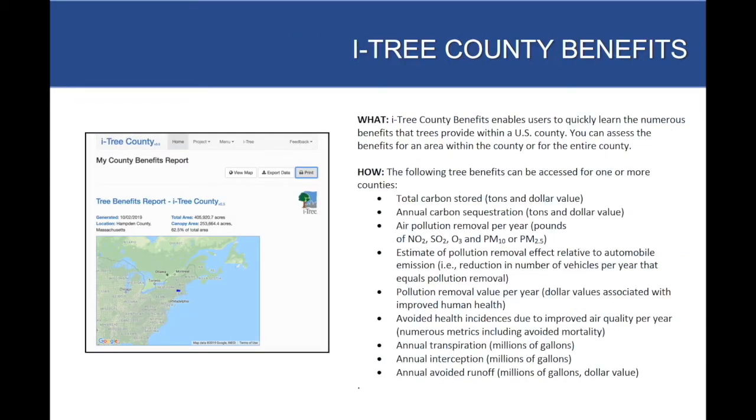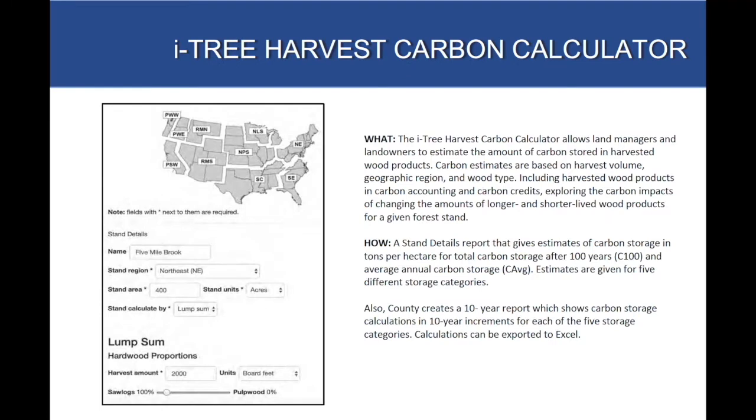And then we also have iTree County Benefits, which looks at counties. So you may live in Berkshire County, Massachusetts, or Essex County, or Suffolk County, wherever that might be. The idea is it looks at the benefits of carbon storage, sequestration, runoff, things like that, and it does it on a county-wide basis. So in many states, we use counties as an indicator of a geographic area. It makes life easier if you want to do a report that looks at your county.